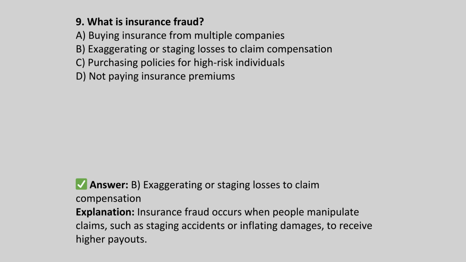What is insurance fraud? A. Buying insurance from multiple companies. B. Exaggerating or staging losses to claim compensation. C. Purchasing policies for high-risk individuals. D. Not paying insurance premiums. Answer: B. Exaggerating or staging losses to claim compensation. Explanation: Insurance fraud occurs when people manipulate claims, such as staging accidents or inflating damages, to receive higher payouts.